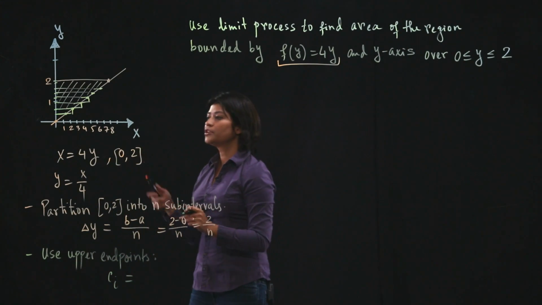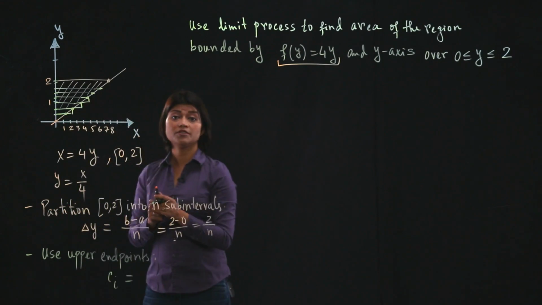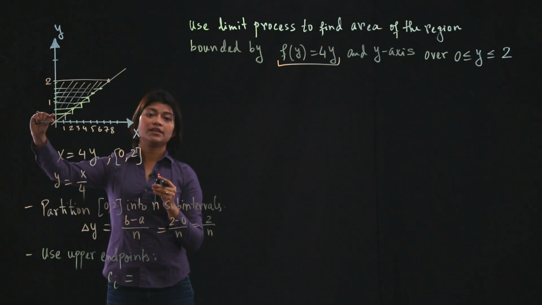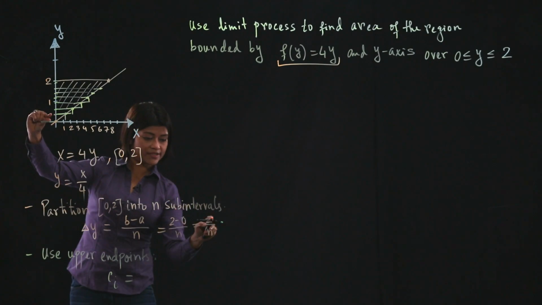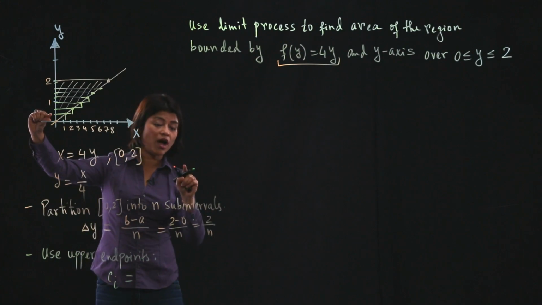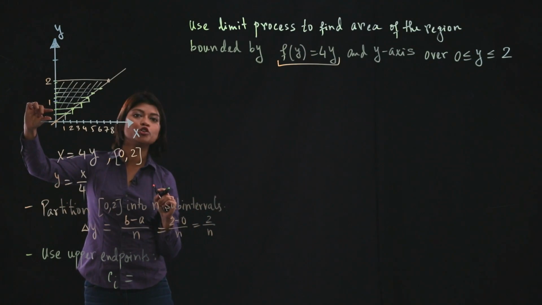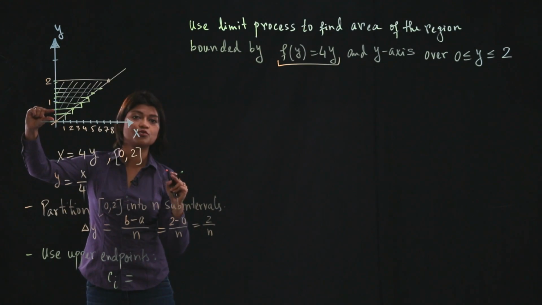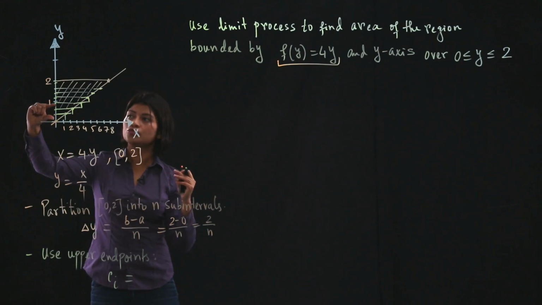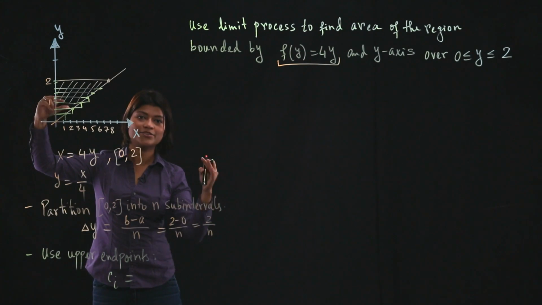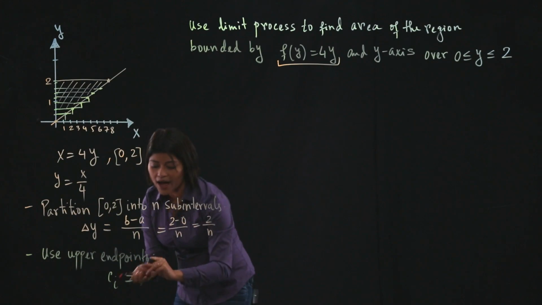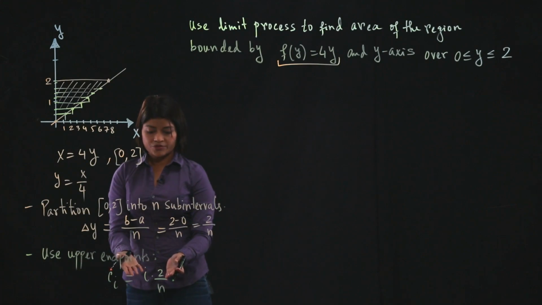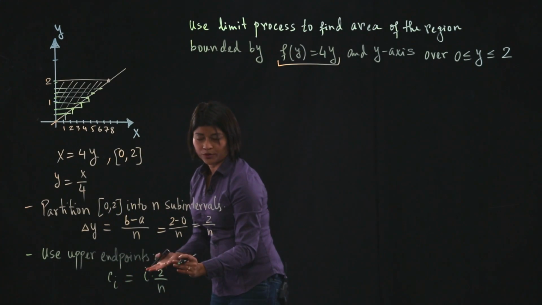Now let's think about it. For the first rectangle, what is the width? Of course, it's 2 over n. So C1 is 2 over n. What is C2? You add 2 over n twice, so C2 is 2 times 2 over n. What is C3? 3 times 2 over n, and so on. So what is Ci? i times 2 over n. Makes sense, right? Those are the endpoints that we will be using.